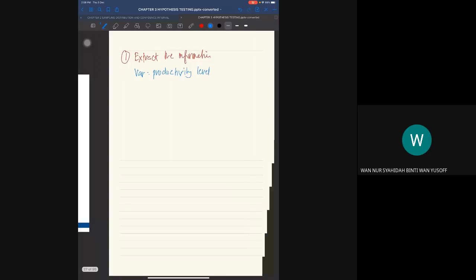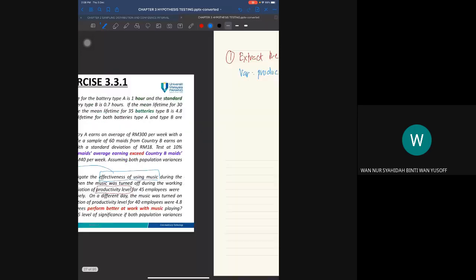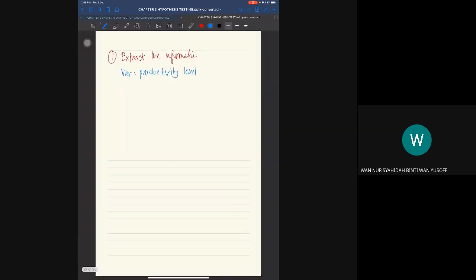Okay, so here we have two different situations. The first one when music off and the second one when the music on. So you can write here, you have music off and then you have music on. Okay, so extract what kind of information that we have.